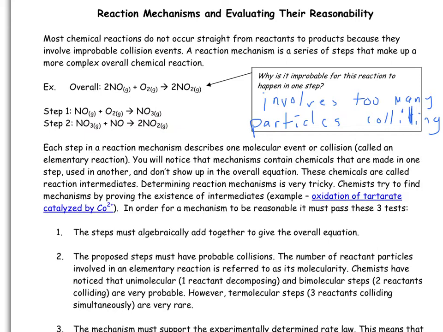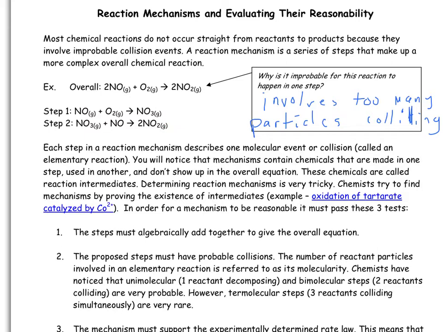You will notice that mechanisms contain chemicals that are made in one step and used in another and don't show up in the overall reaction. Our example in the above mechanism was NO3. These chemicals are called reaction intermediates.